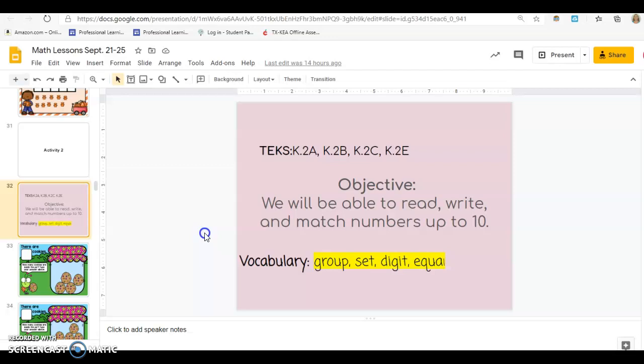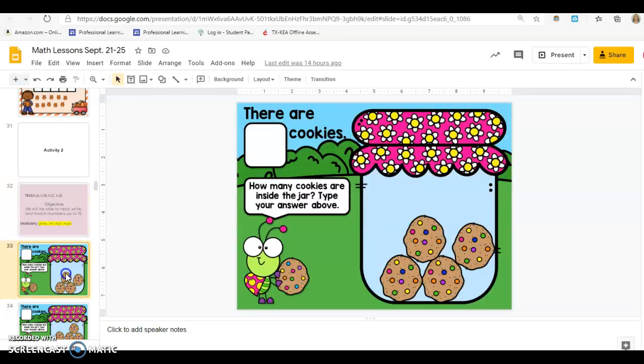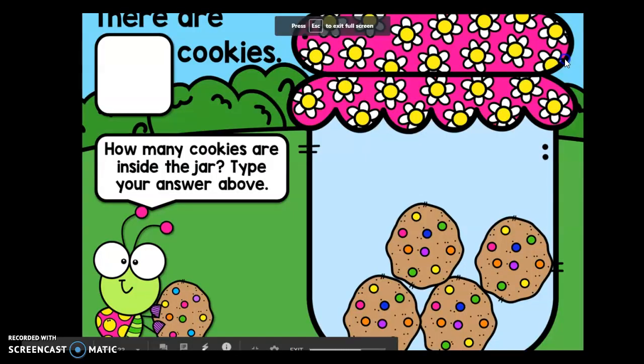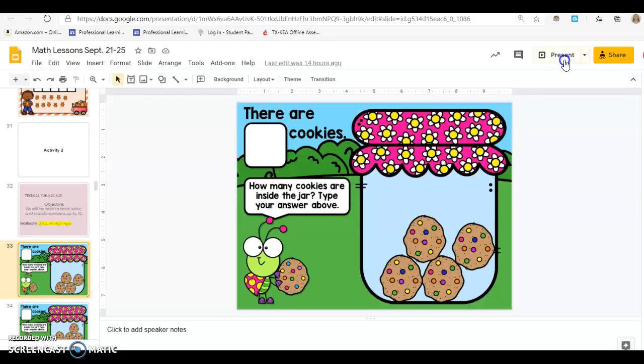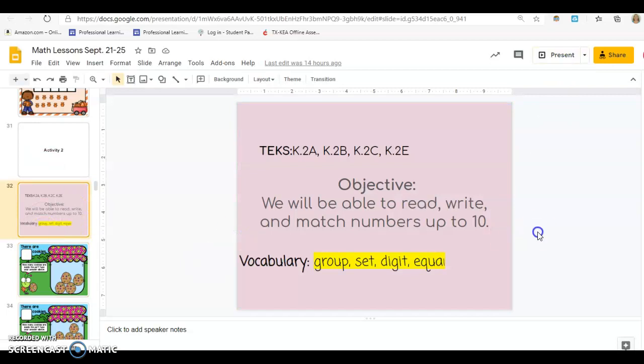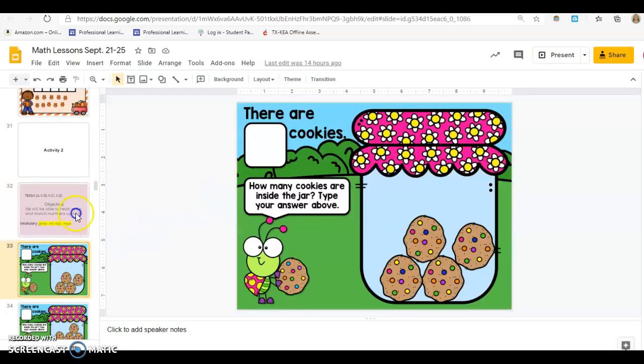So once again, these next slides will be interactive, and so you're going to need to be in this mode, not in present mode. So you cannot be like this, showing your entire screen, because that will not let you move around the pieces. Okay, so your job today is to read, write, and match numbers up to 10. So I'm going to show you 2 examples, and then your job is to finish the examples.